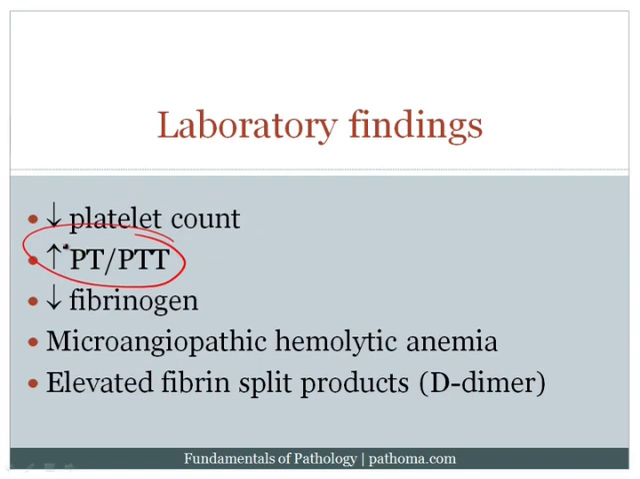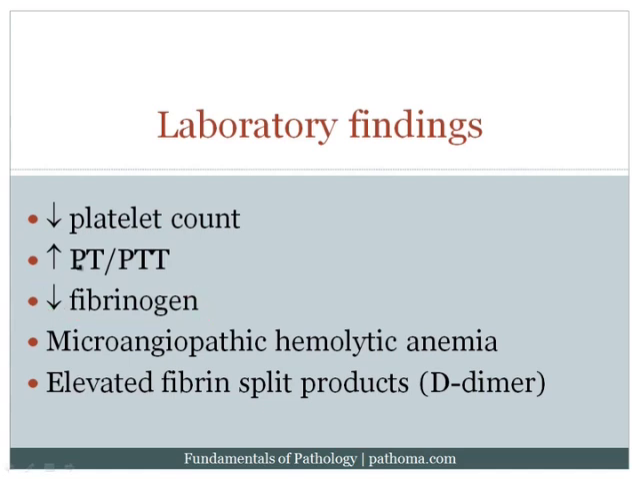Now remember that when we make these platelet fibrin thrombi, the key linker molecule that allows all those platelets to aggregate together is going to be fibrinogen. So because we're making massive numbers of these thrombi, the fibrinogen is going to go down. It's going to be consumed.